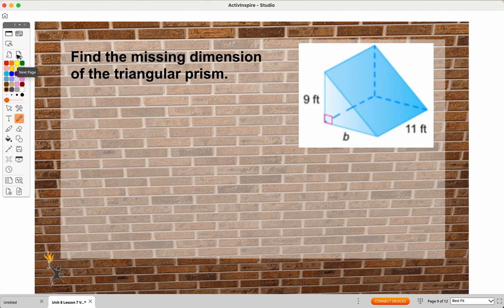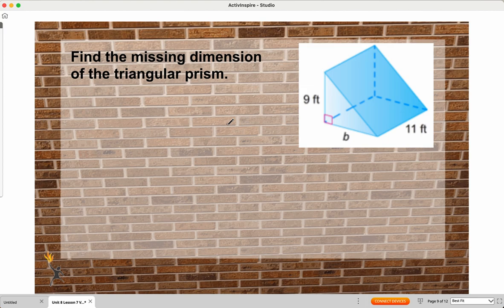All right, it's your turn to find the missing dimension. Let's say this one has a volume of 594 cubic feet. I changed this per class, so you might have different pieces for your notes if you're in class. So work your way through and find me the missing dimension that I need.